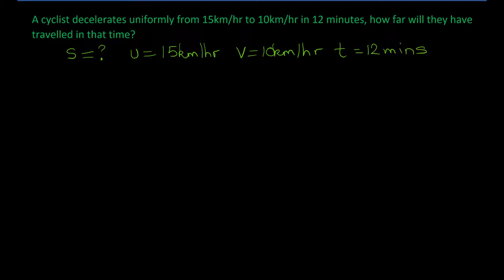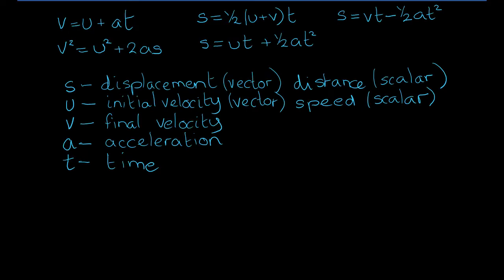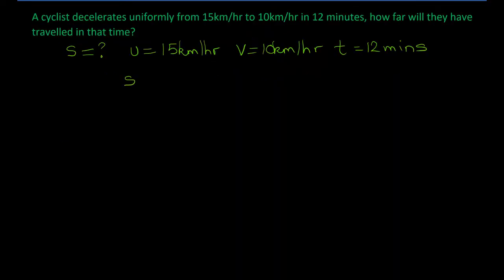So we need a formula this time that involves the s, the u, the v and the t. So the one that we need is the one in the middle at the top there: s equals a half u plus v t. So we want a half, 15 plus 10, and then we've got 12 minutes.